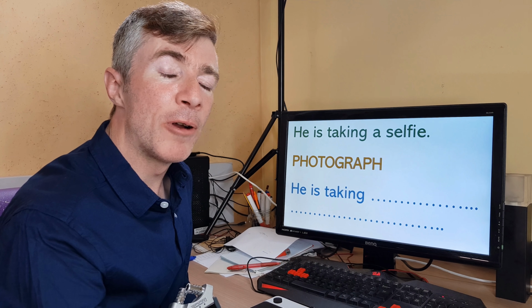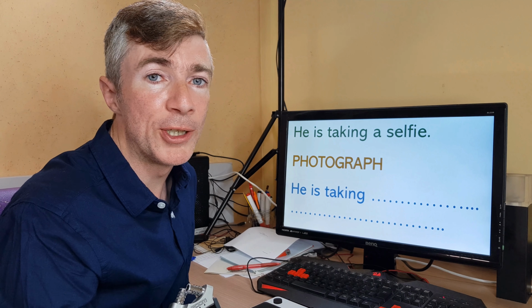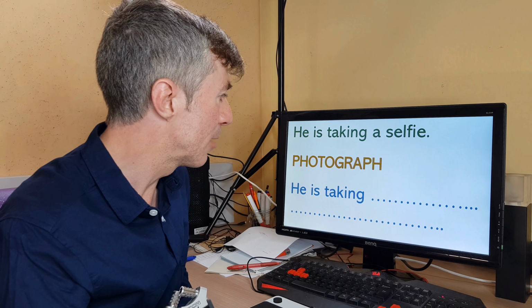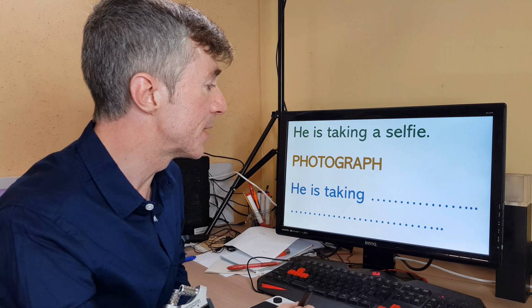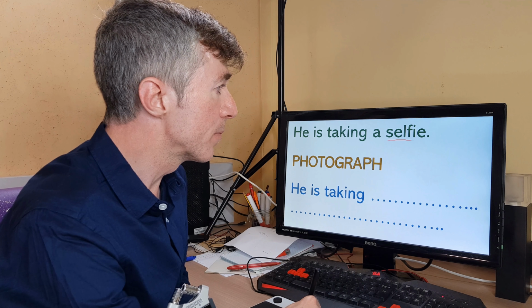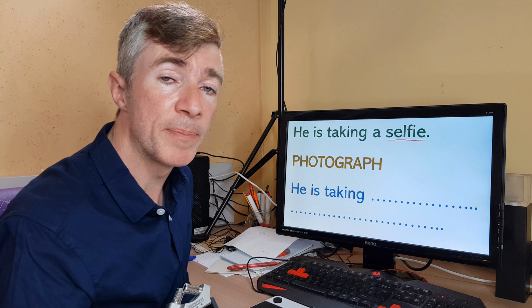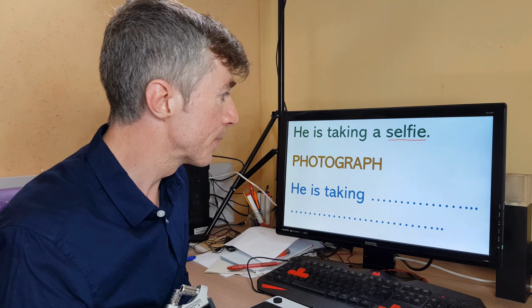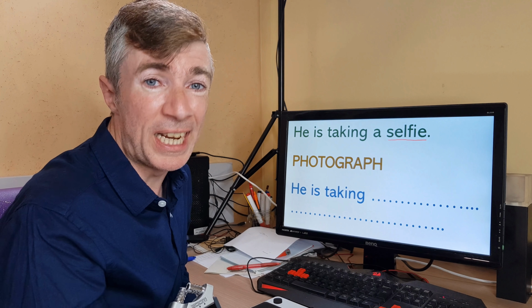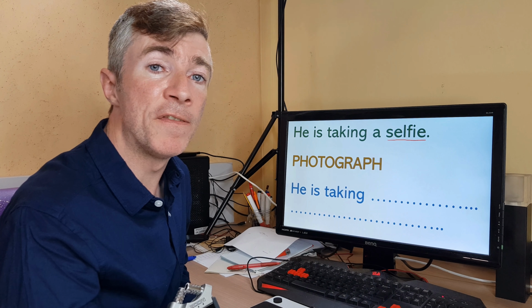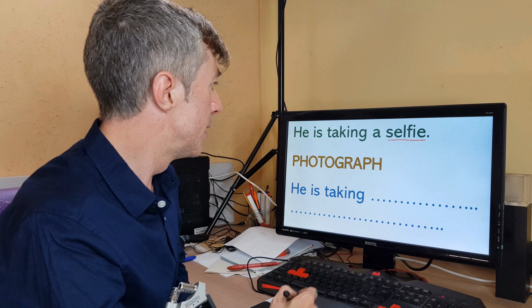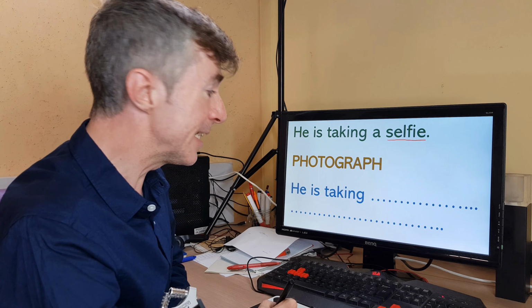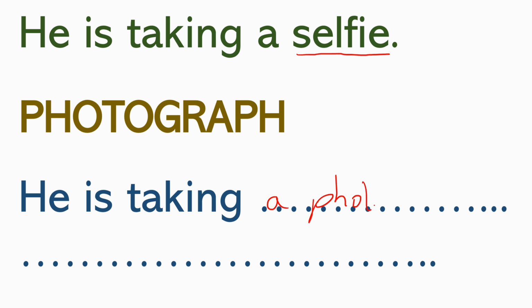A good example here of some new or relatively new vocabulary that's entered the English language. Now we can see in the original sentence we've used the word selfie, which is an official word. It's been in the dictionary now for a few years. And what we understand by a selfie is essentially taking a photograph of yourself. So because the subject here is he, we would say he is taking a photograph of himself.